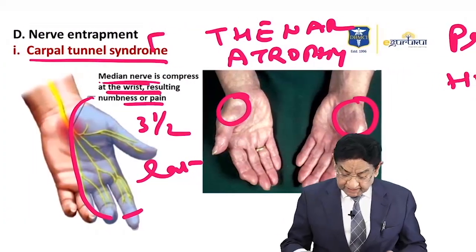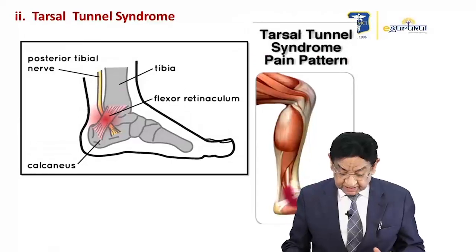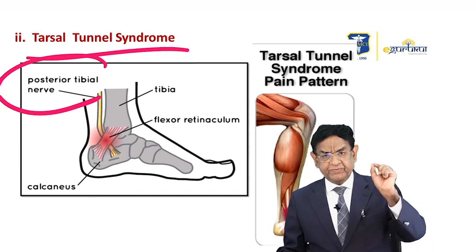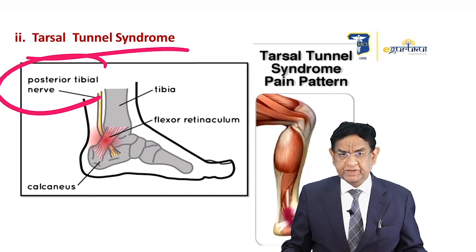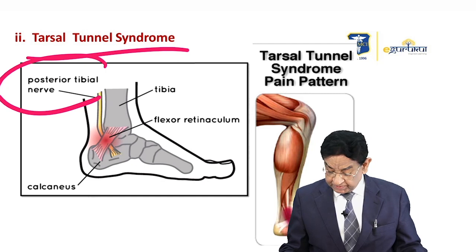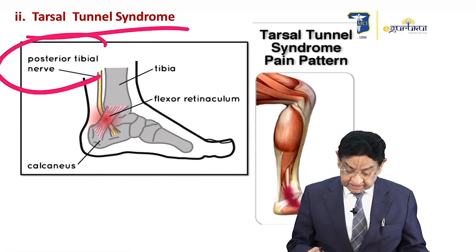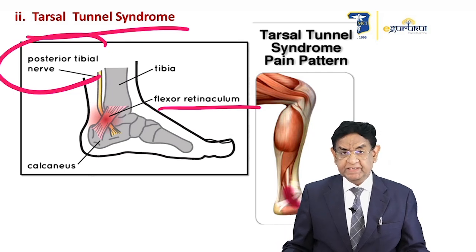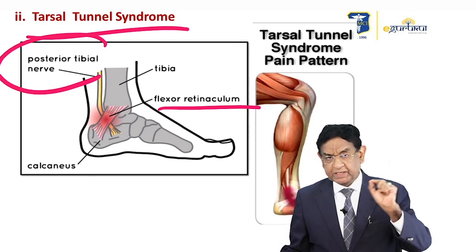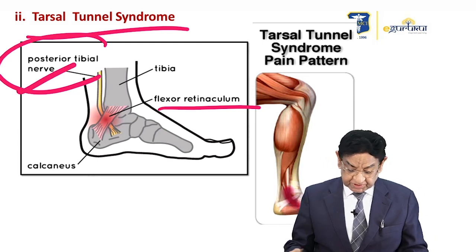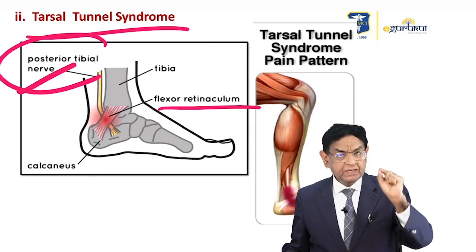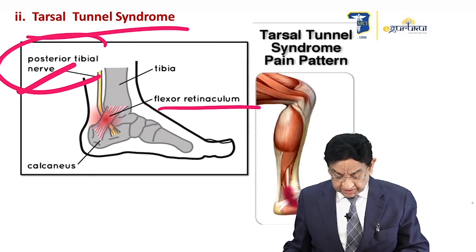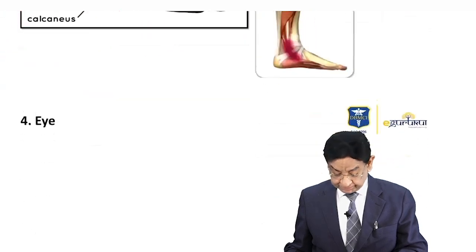One more commonly asked question is regarding tarsal tunnel syndrome. Which nerve? Posterior tibial nerve. It is very frequently asked. They ask which nerve is involved. In tarsal tunnel syndrome, the posterior tibial nerve is compressed against the flexor retinaculum in the ankle joint. But they don't ask you about the flexor, but this is the classical question, don't forget. So in carpal tunnel syndrome, it was median nerve. Here, in tarsal tunnel syndrome, it is posterior tibial nerve.